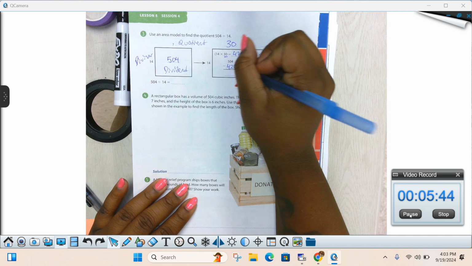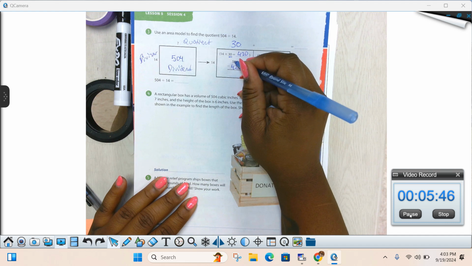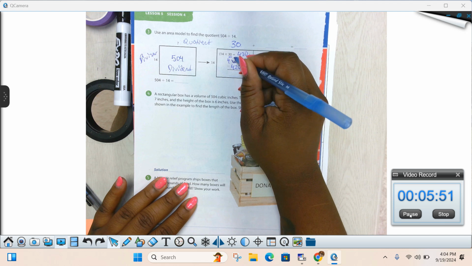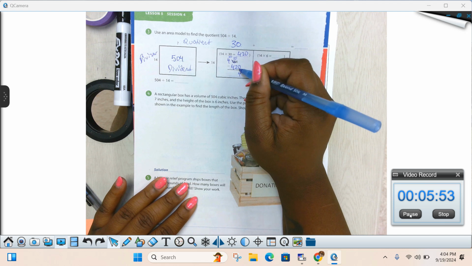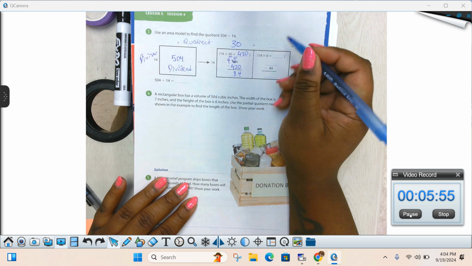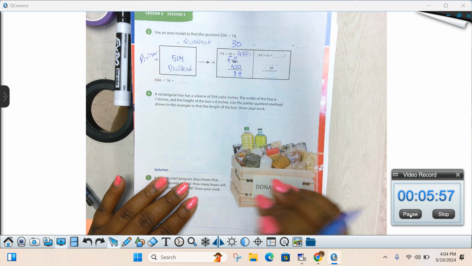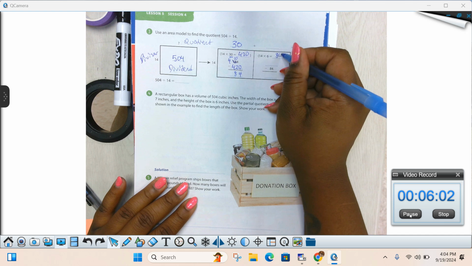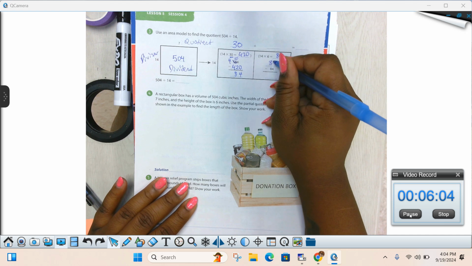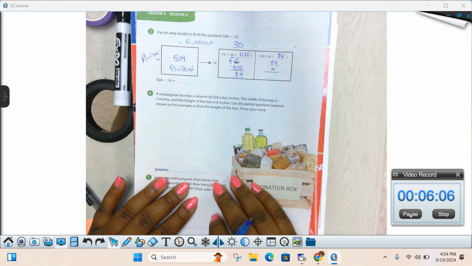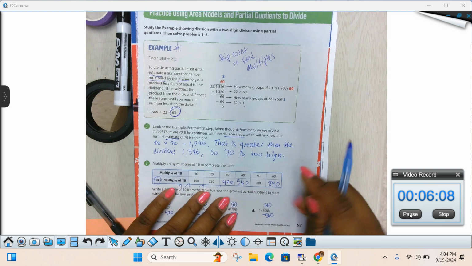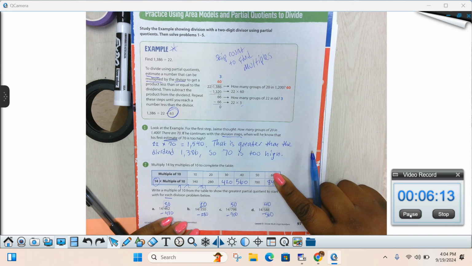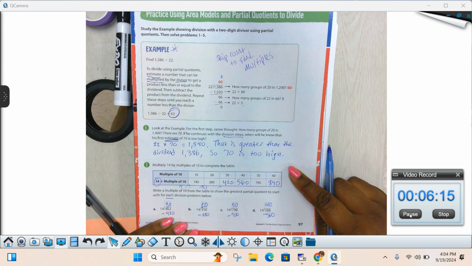When I do 420 minus 504, I have to borrow from the 5. That becomes a 4. This becomes a 10. I end up with 84. 14 times 6, well, it already is telling me that it's going to be 84 because I have 84 here. And I know that 14 times 6 gives me 84. 14 times 60 gives me 840.